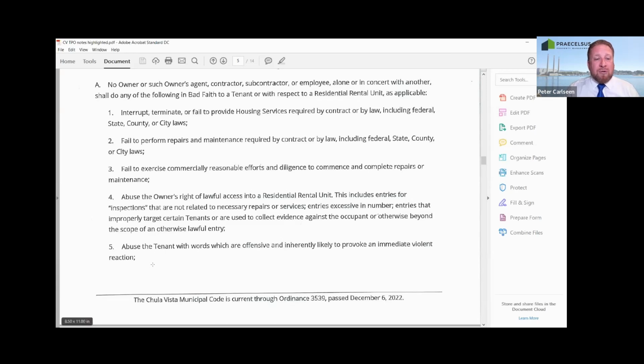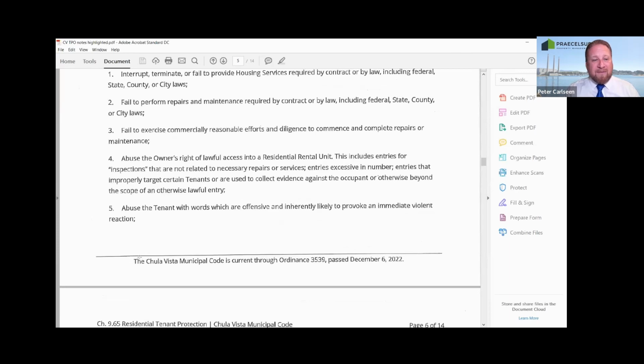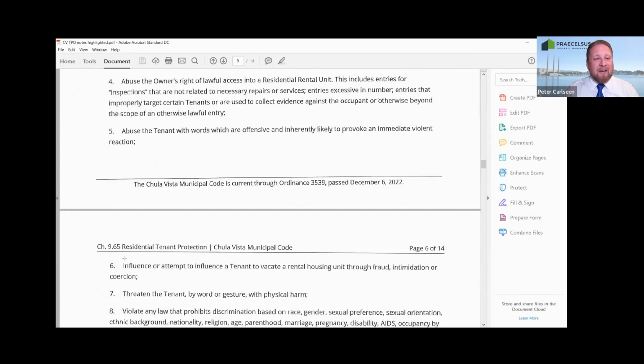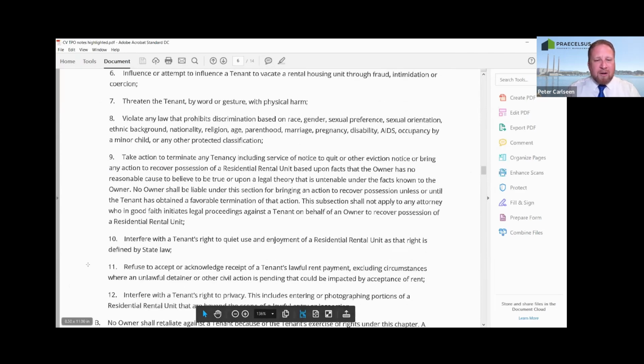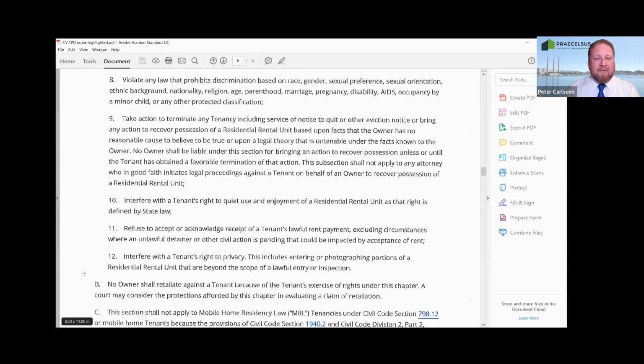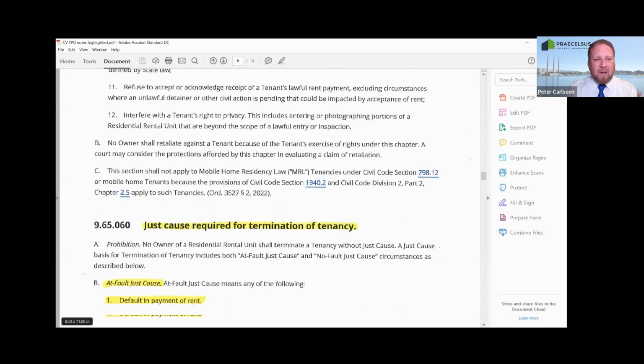You can't abuse the tenant with words which are offensive and inherently likely to provoke an immediate violent reaction, okay? You can't influence or attempt to influence a tenant to vacate. You can't threaten the tenant by word or gesture with physical harm. I think that was worded wrong. I think they meant threaten the tenant with physical harm by word or gesture, but we know what that means. So any of these things, don't do it. It will negate any chance you have of getting your tenant out of the property.